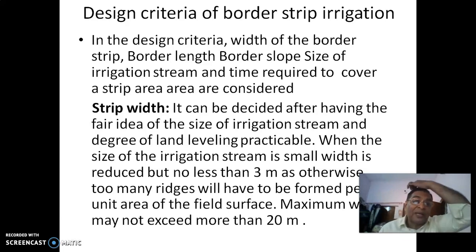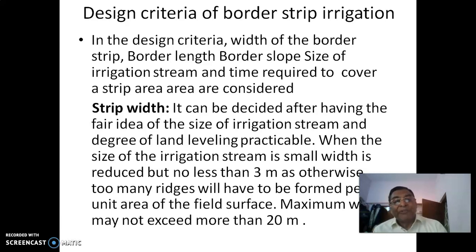Let us first talk about strip width. Strip width means how much width this border has. It can be decided after having a fair idea of the size of the irrigation stream. Both are interlinked, strip width and size of the irrigation stream. Again, size of the irrigation stream depends upon the soil's infiltration, and so on. So they are all interlinked. And then the degree of land leveling practicable.